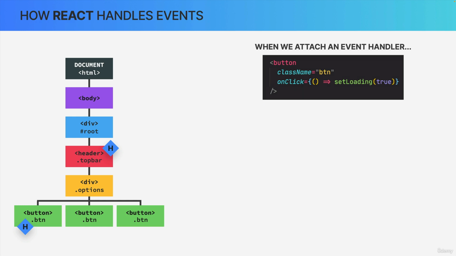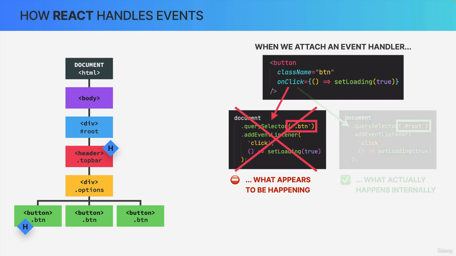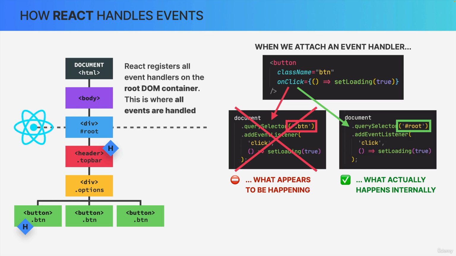Now, if we think about how React actually registers these event handlers behind the scenes, we might believe that it would look something like this. So React might select the button and then add the event handler to that element. So that sounds pretty logical, right? However, this is actually not what React does internally. Instead, what React actually does is to register this and all other event handler functions to the root DOM container.